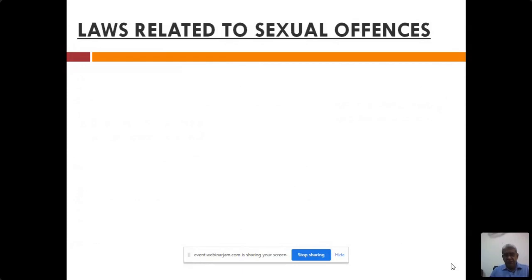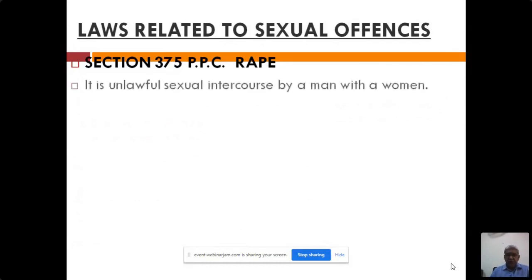at the time of the birth of Pakistan, that was Section 375 Pakistan Penal Code, and this was said to be rape. Section 375 Pakistan Penal Code, rape. What is rape? It is unlawful sexual intercourse by a man with a woman, but there are different conditions when the sexual activity is done by a male with a woman.